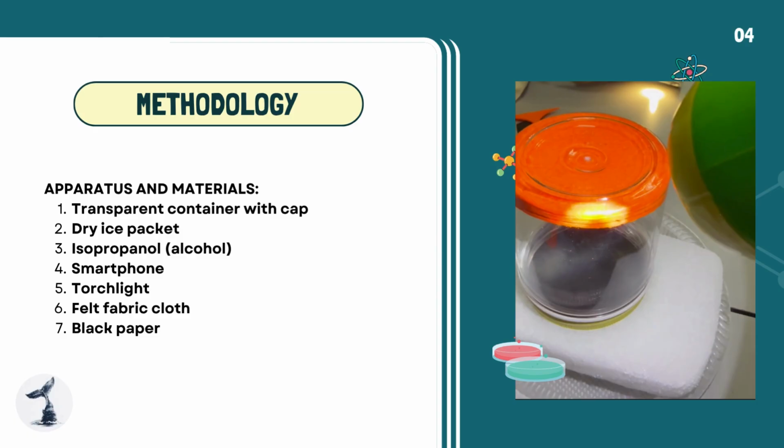We will go to the next part, which is the methodology. For the apparatus and materials, there is a transparent container with a cap, a dry ice packet, isopropanol, which is an alcohol, a smartphone, a torchlight, a felt fabric cloth, and black pepper.